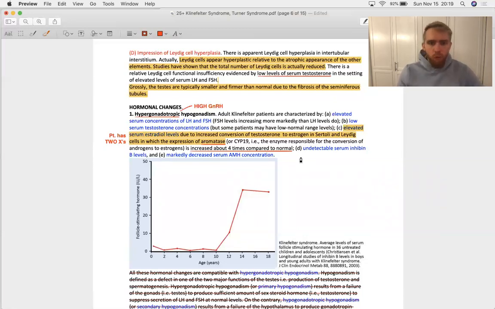So that takes an already low pool of testosterone and just pulls from it even more and depletes it even further. So that low testosterone finding, it should make sense to you then why LH is going to be up in these patients and FSH is going to be up in these patients.